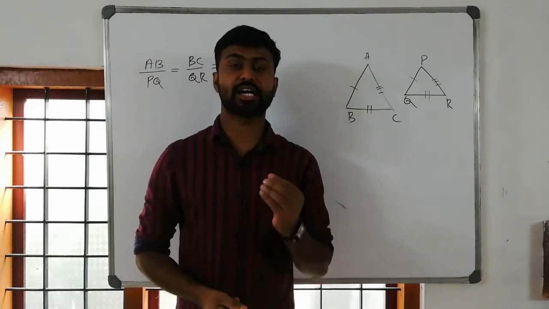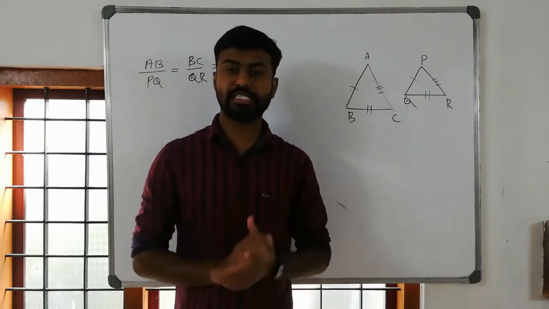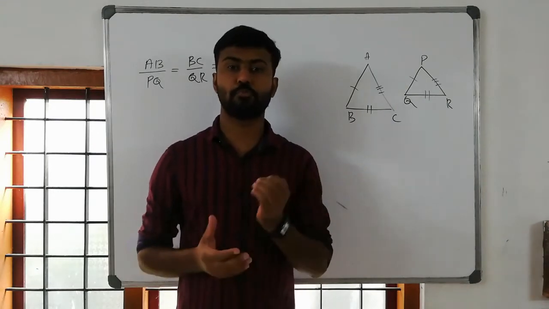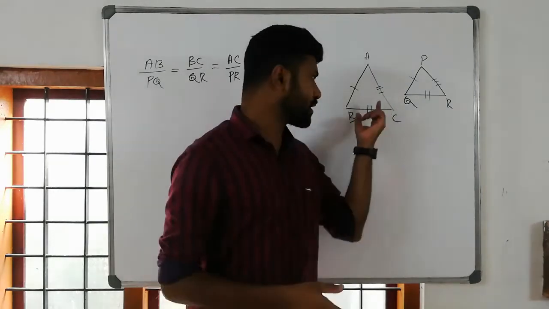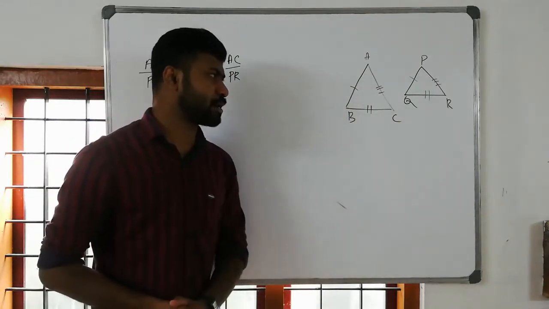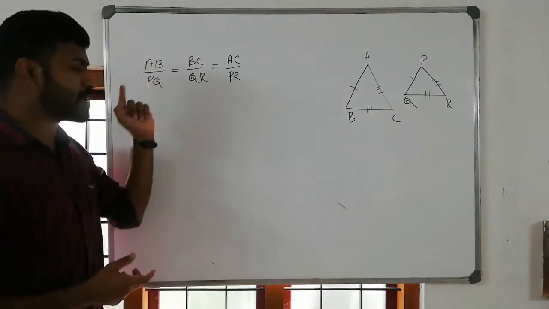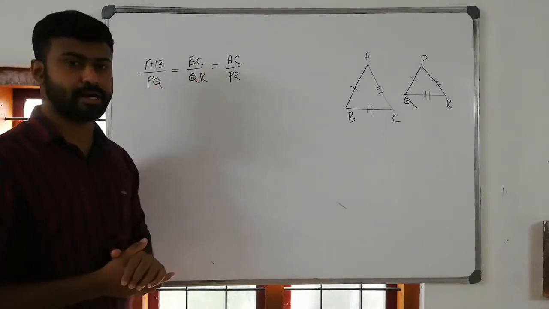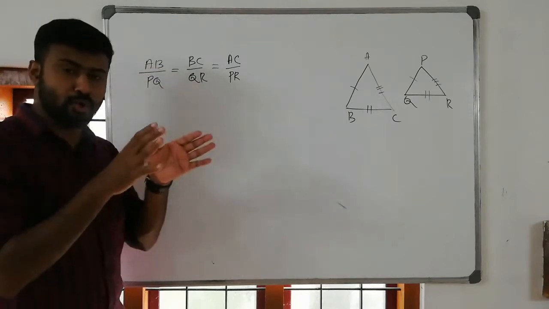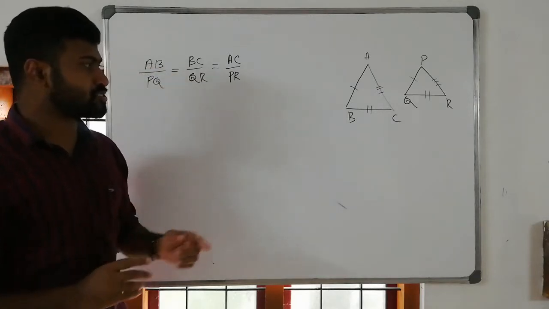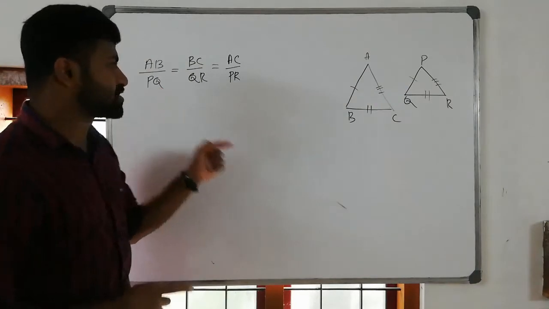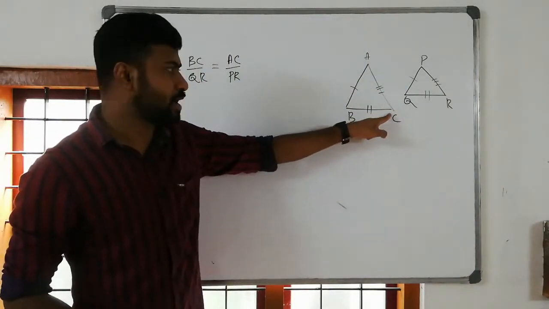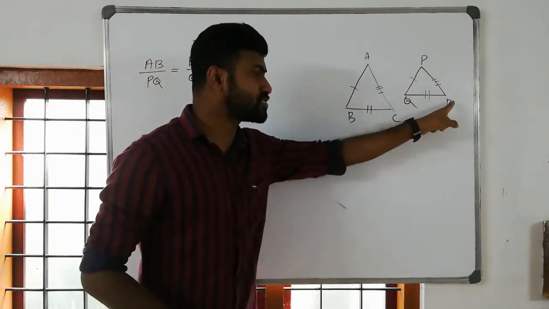Next one is corresponding angles. In similar triangles, the corresponding angles are the angles opposite to proportional sides. Here you can see two triangles, triangle ABC and triangle PQR, and given that AB by PQ is equal to BC by QR equal to AC by PR. So AB by PQ is one of the proportional sides. So consider the side AB and consider the side PQ, and the angle opposite to AB is C and angle opposite to PQ is R.